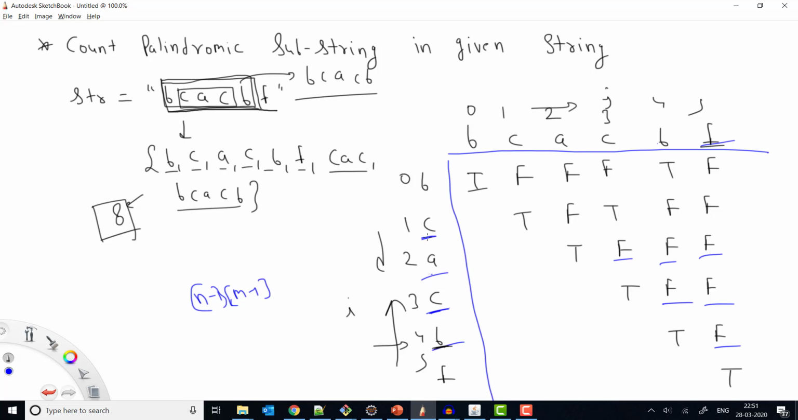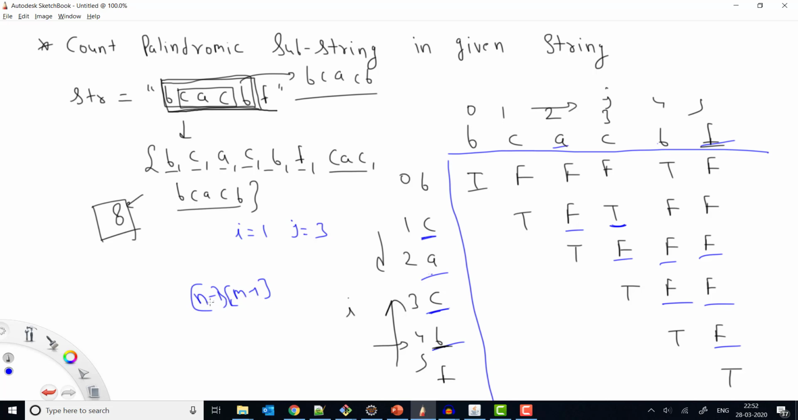Now we check for this C. Are C and A equal? No, false. Are C and C equal? Yes. So if C and C are equal, what is the value? My I is 1 and my J is 3. So basically I check if I plus 1 and J minus 1 is also true, right?